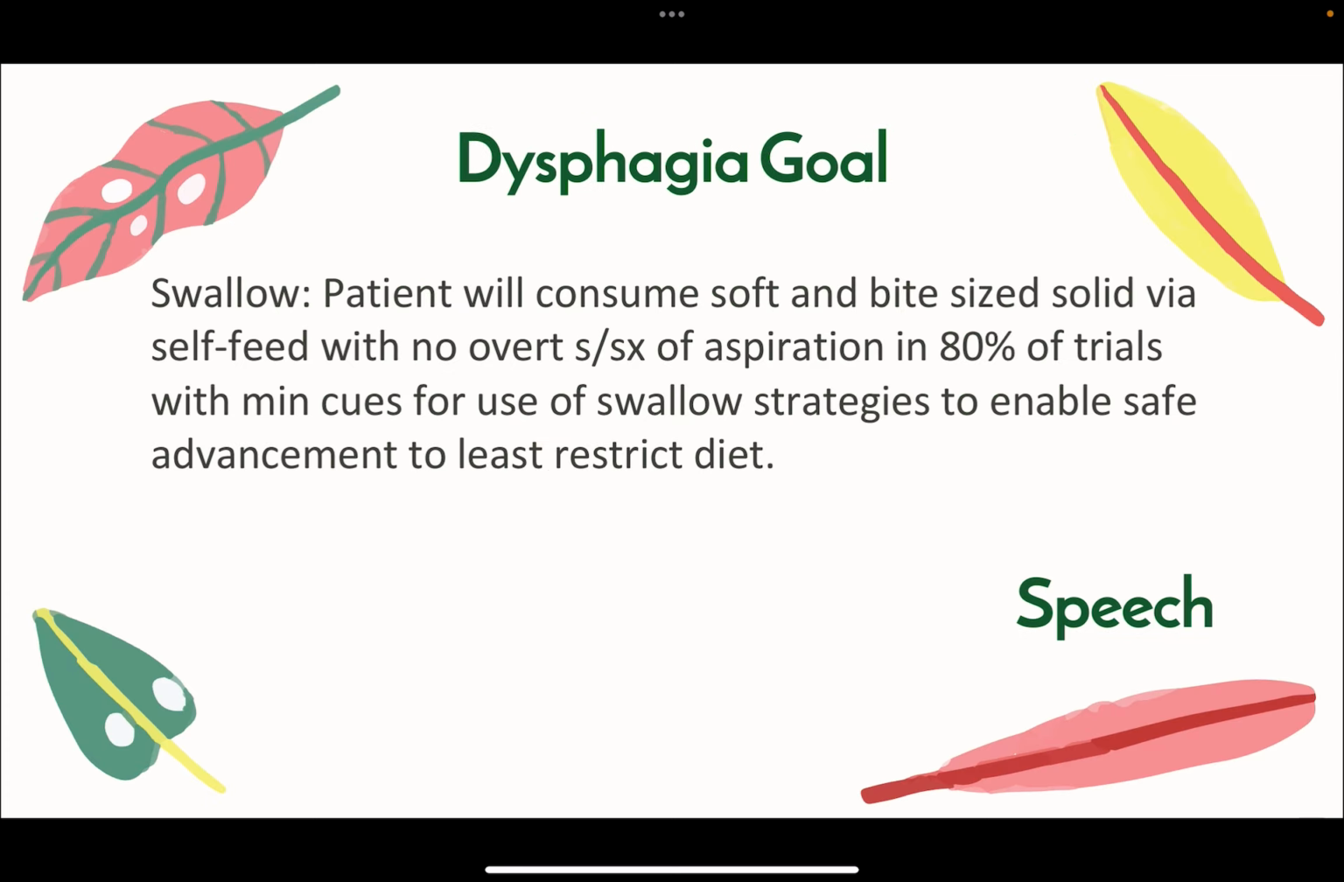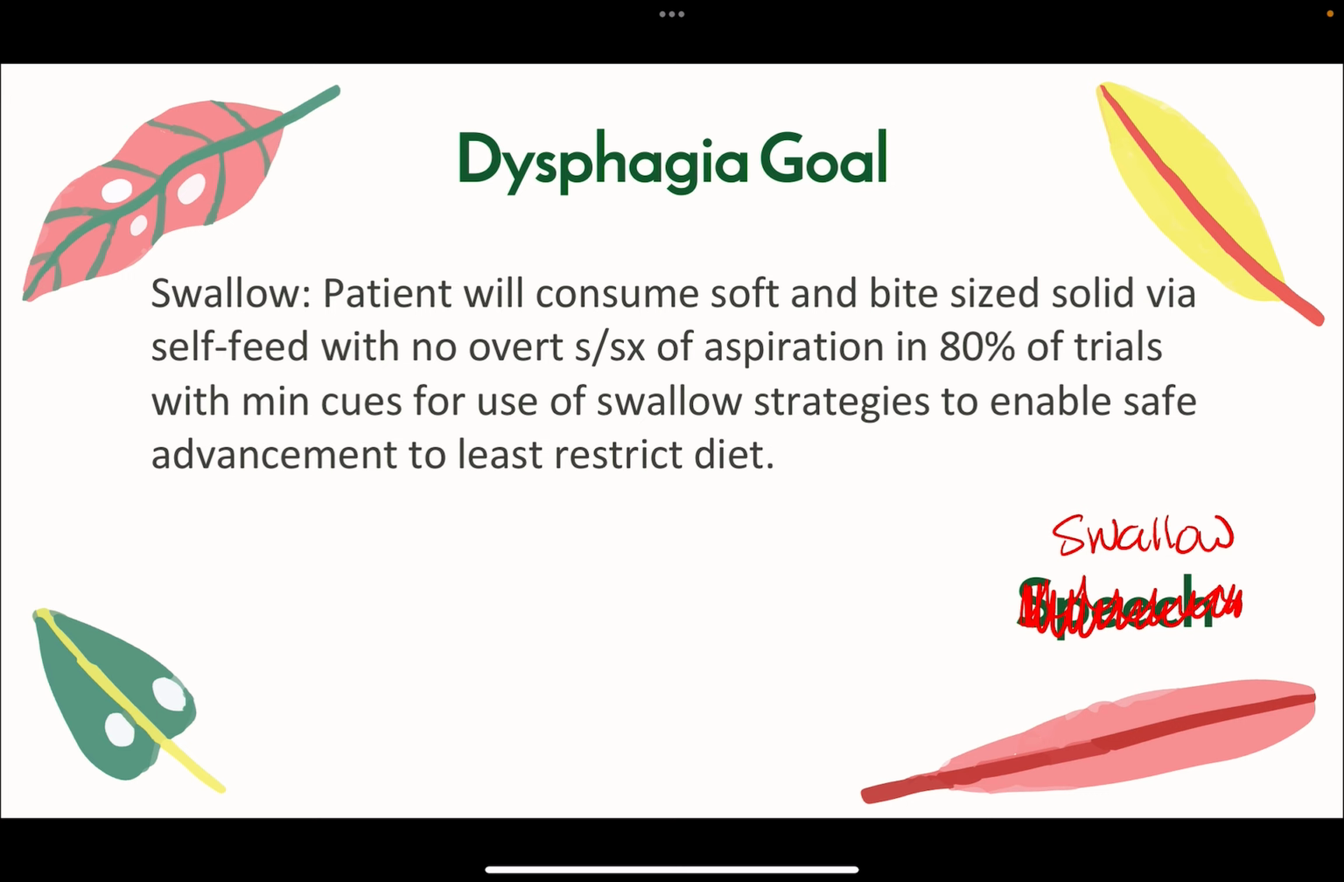So again, someone who is actually working with clients right now gave me this one. This should not say speech. I apologize, this is a mistake. This should say swallow. That is an error there. So just get rid of that and make it say swallow.